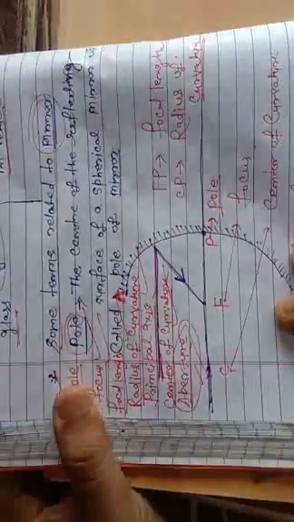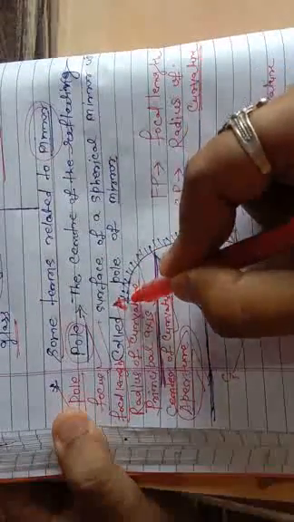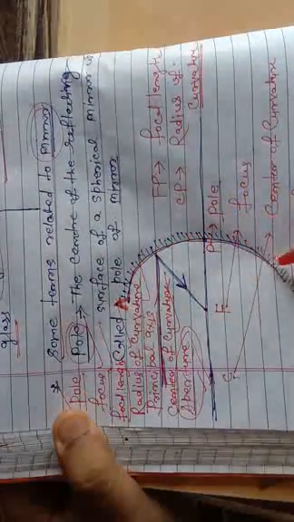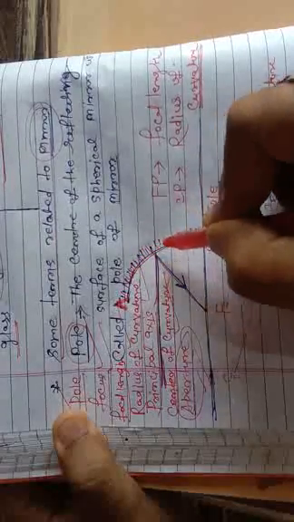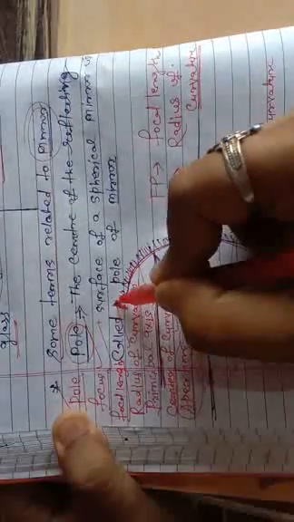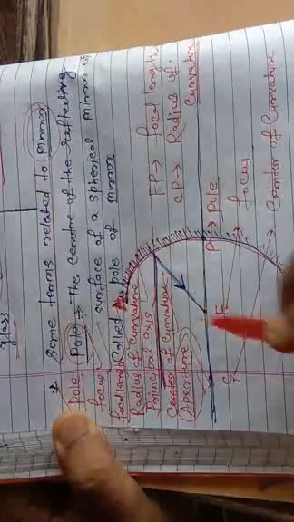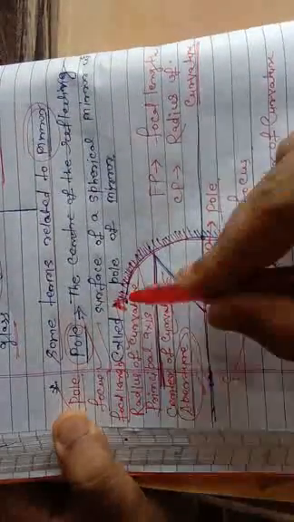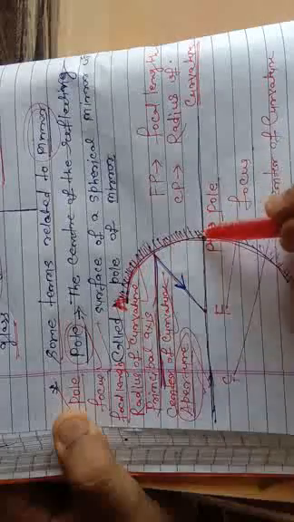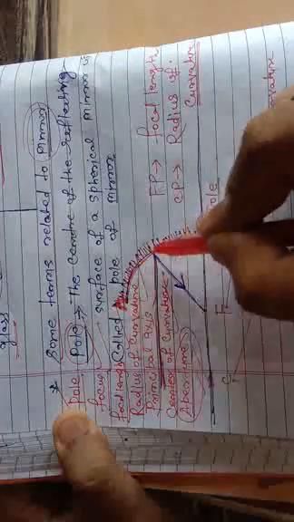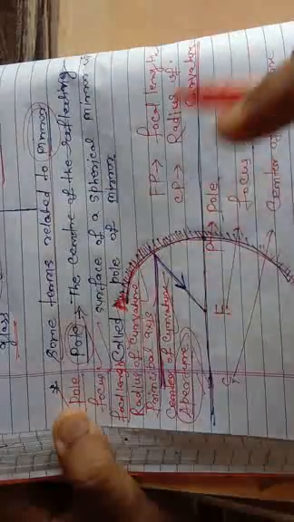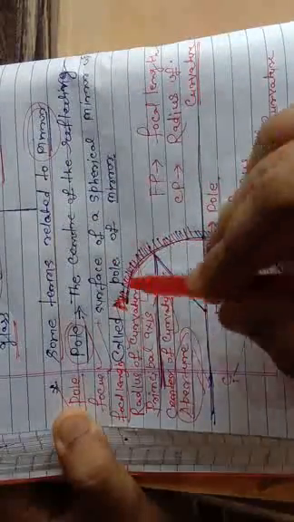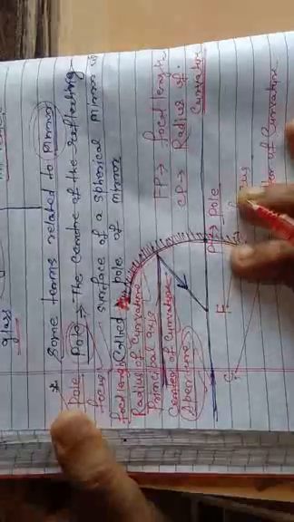So here we consider one concave mirror. This is your concave mirror. This is the polished surface. This is A and this is B. So from A to B, these are the reflecting part of the mirror from which the reflection takes place.